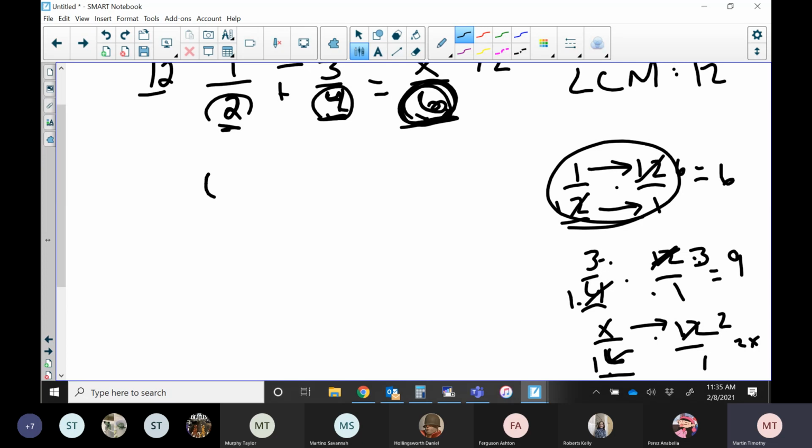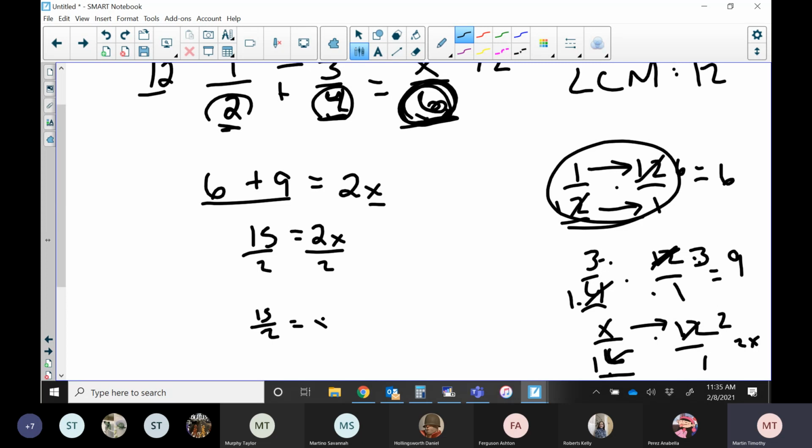So all this turned into was a 6 plus 9 equals 2x. Now, we can isolate and get the x by itself. We'll first add those together. That's 15 equals 2x. Divide by 2. And I get 15 over 2 equals x for my final answer. Did that process kind of make sense? It makes sense.